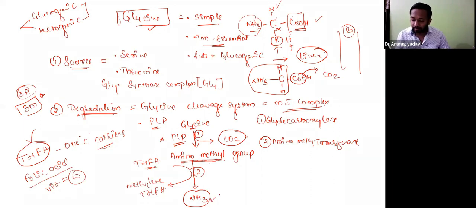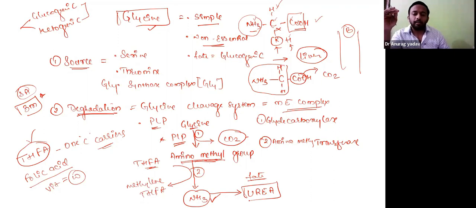Again, what is left behind is ammonia. What will happen to this ammonia? Yesterday we have seen different fates are there. In that, majorly it will undergo the urea cycle. Okay, it will undergo the urea cycle. That is again in liver only. Okay, major urea cycle occurs in the liver. So this is about degradation. So we have seen what is the source of glycine. We have seen how it is degraded.